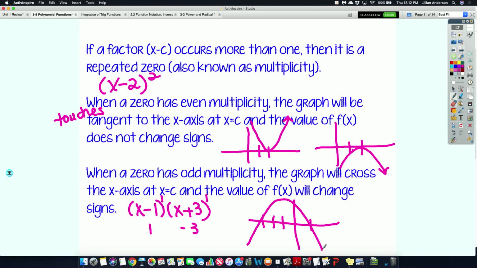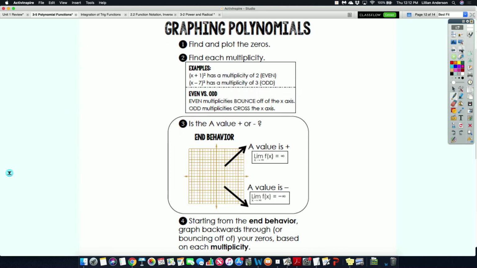So now we have all the information that we need to graph a polynomial function. We know about its end behavior, we know how to find the zeros, and we're going to know when the graph is either going to cross or touch the x-axis. So let's put everything all together.